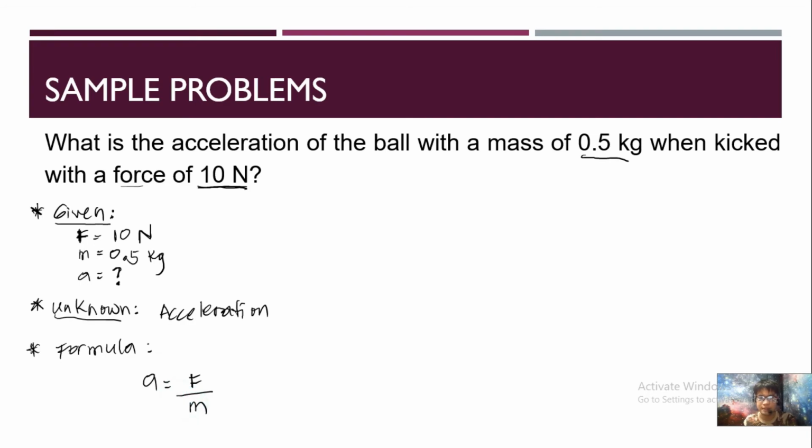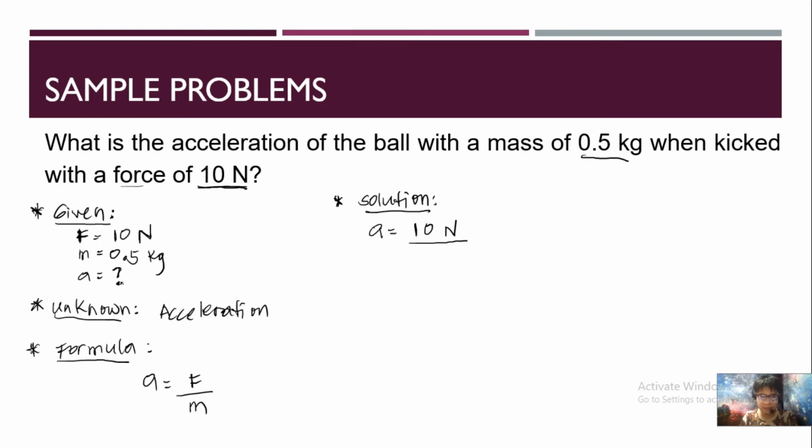Now, let's continue with the solution. In the solution part, we just need to substitute the value of each quantity. So, the value of force is 10 newtons, and then divided by the value of mass, which is 0.5 kilograms.